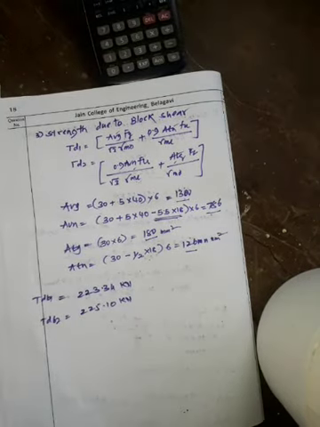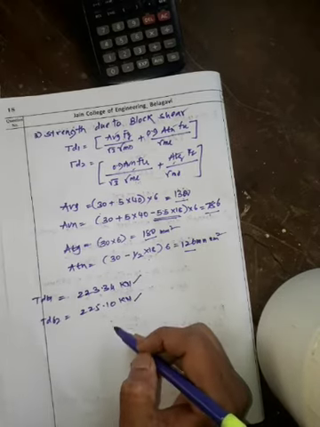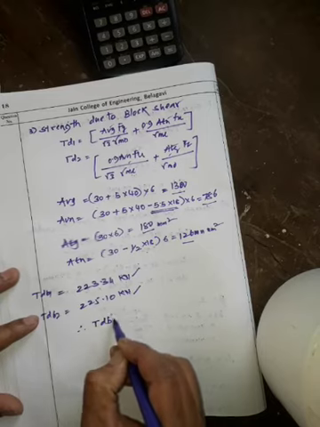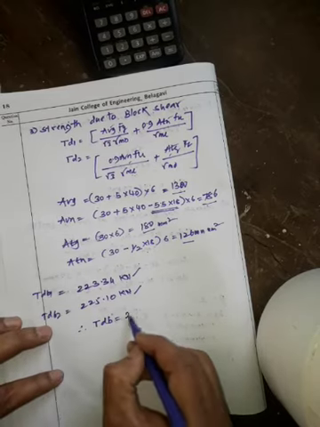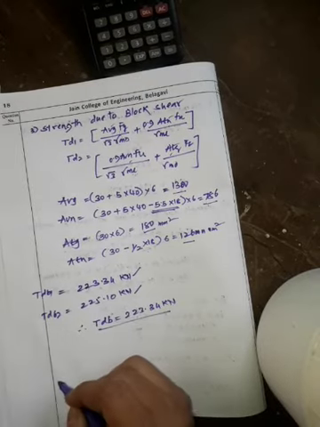After getting the values, we get the values of TDB1 and TDB2. You have to take TDB as the least of these two. So we got 223.34 kilonewton. Okay, so this is regarding block shear strength.